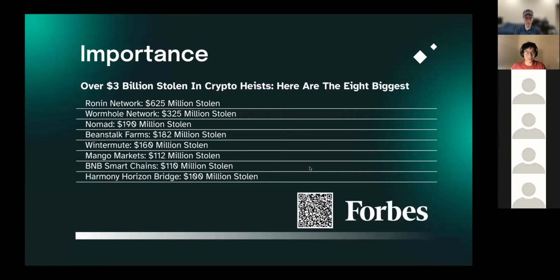It was, I believe, a private key issue. Mango Markets was an economic manipulation, but Wormhole, Nomad, Horizon, those are all classic bridge exploits. So a variety of issues among the top 10 or so, but yeah, still something that we should probably care a lot about.